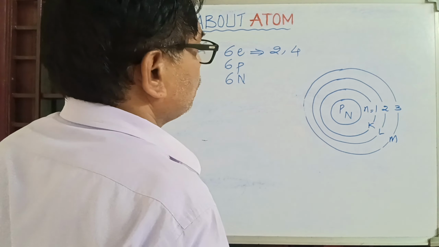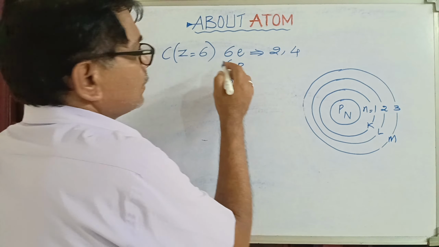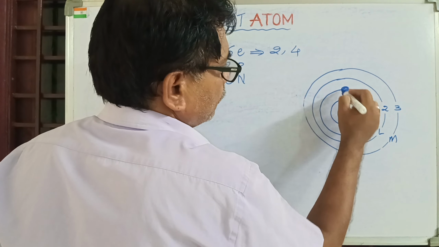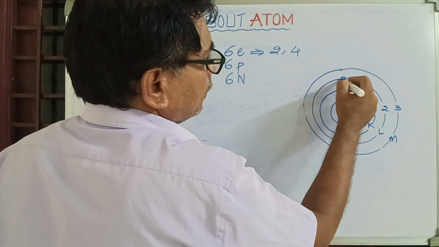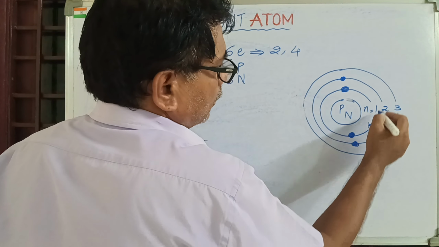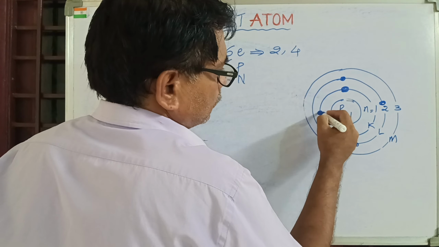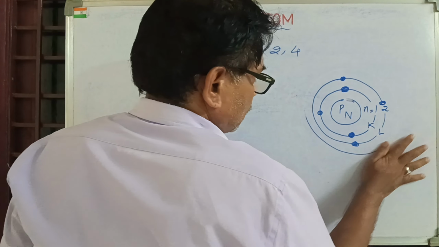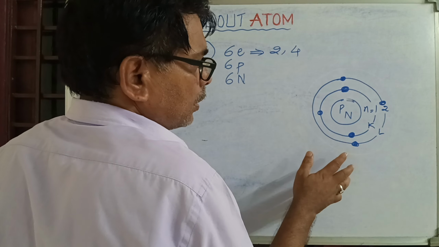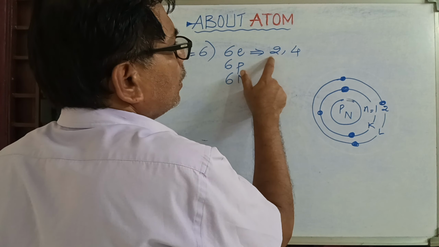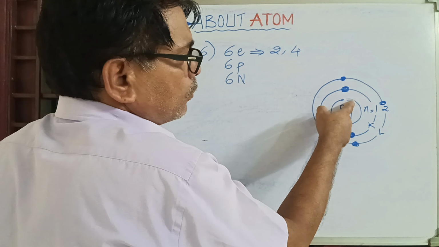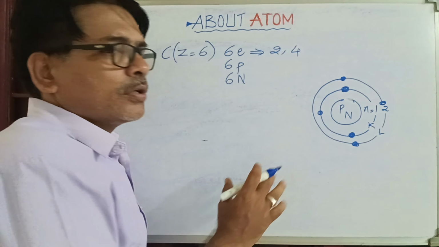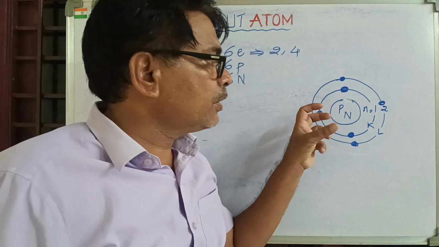Now carbon, as I told you, has atomic number 6. So the first shell will have 2 electrons, with the nucleus here. The second shell will have 4 electrons. So you don't find a third shell at all in carbon. I drew it just to show you that it has only 6 electrons. So the first shell has 2 electrons and the second shell has 4 electrons. That's all. This is how electrons are filled in the shells.